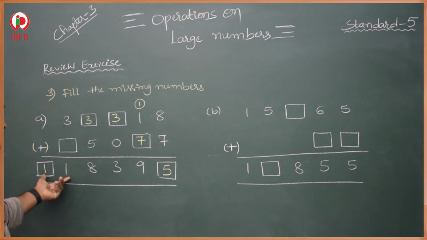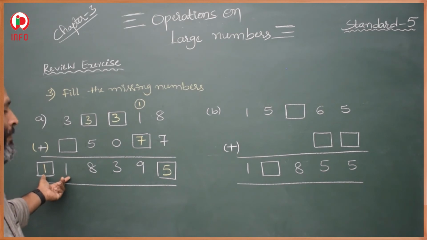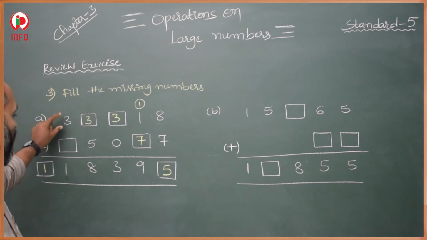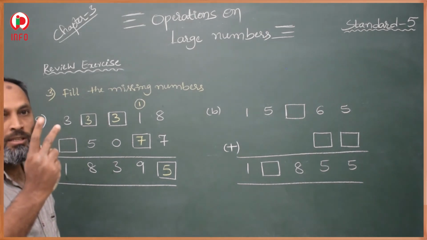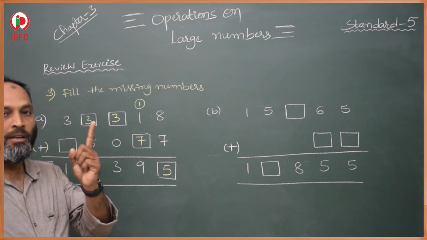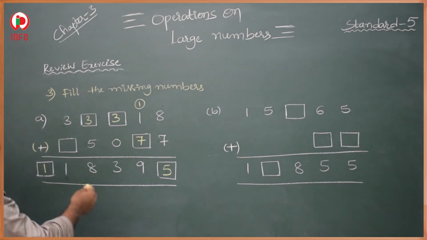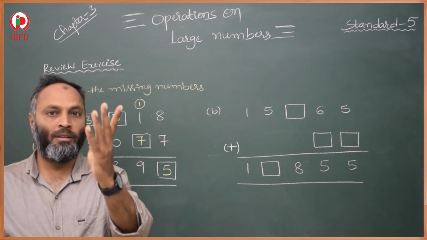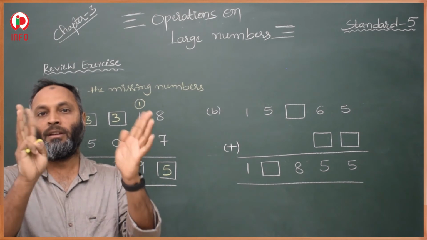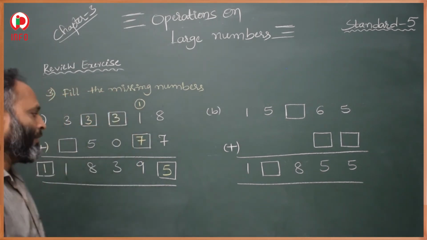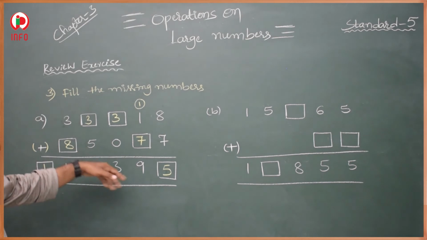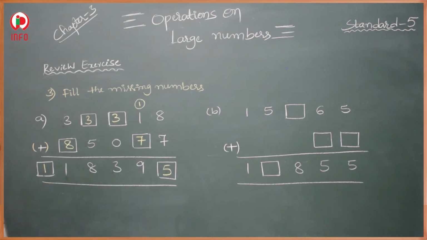So we understand that this is not 1, this is 11. For getting 11, what do we have to add to this 3? Now we count from 4 to 11: 4, 5, 6, 7, 8, 9, 10, 11. So this is a complete 8. We have to add 8. 8 plus 3 is 11. In this way we have to add and fill the missing numbers.